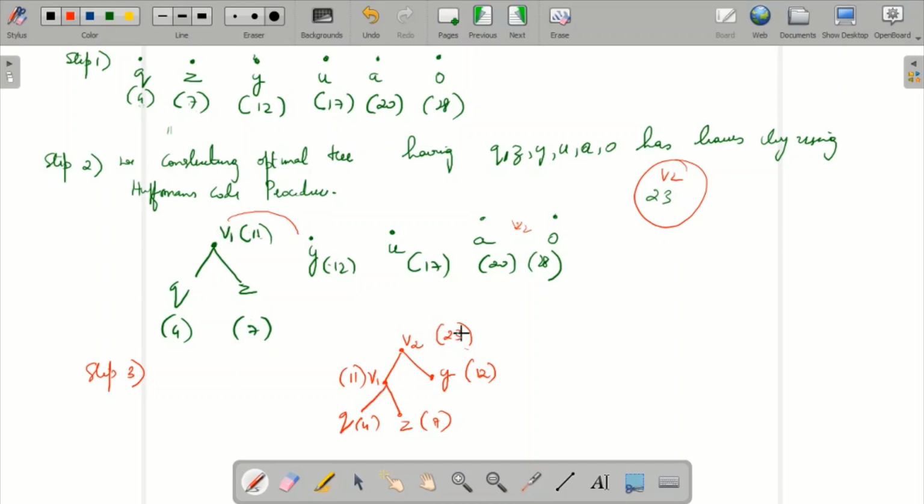So V2 is 23. Now check for these, this job is done. These two are combined. Check for U whether it is less than 23. Yes. Check for A whether it is less than 23. Yes. So at this same level put U. U17, A with 20, and V2 we combined and wrote over here. Next left out is O with 28. Next what we have to do in step 4 is again combine two vertices in the non-decreasing order. So I'll just draw over here.